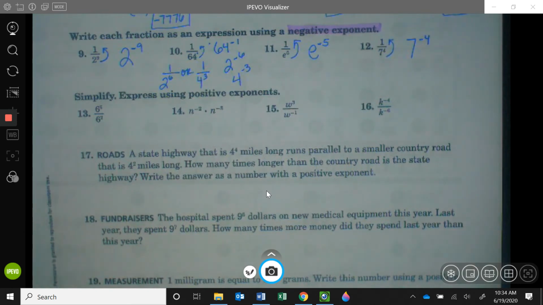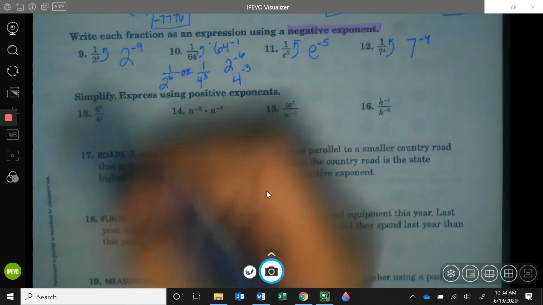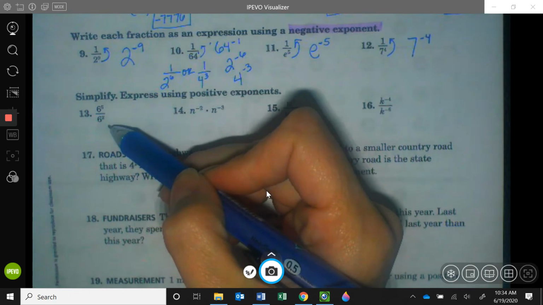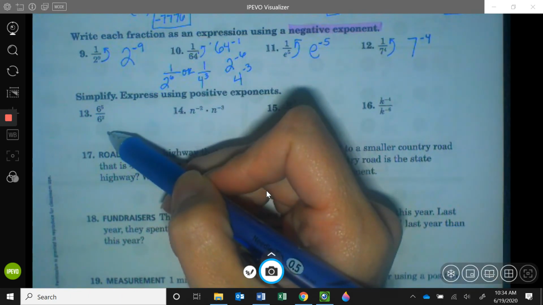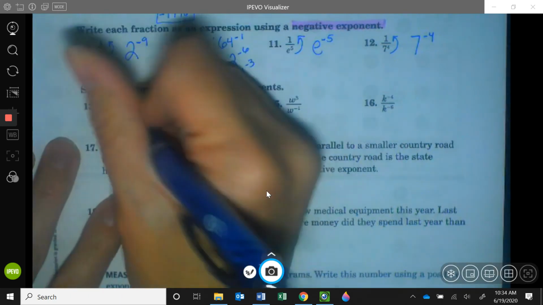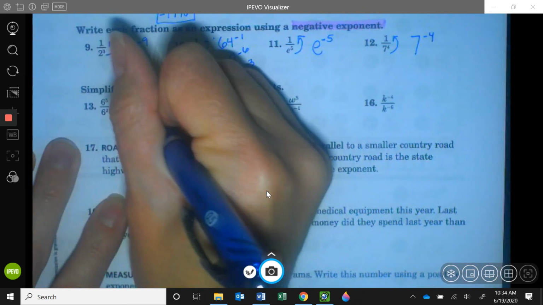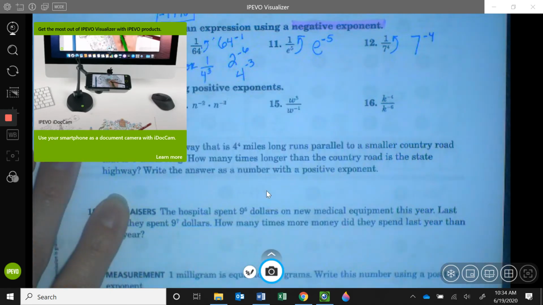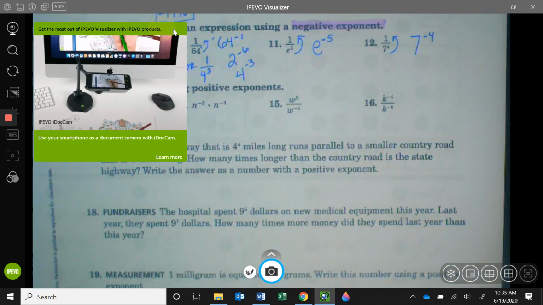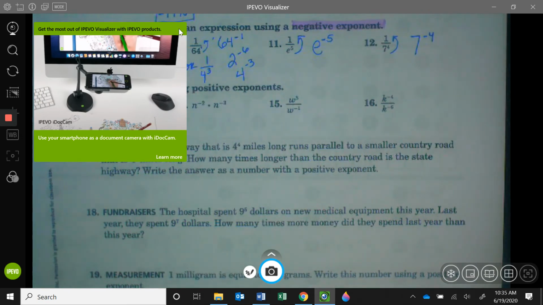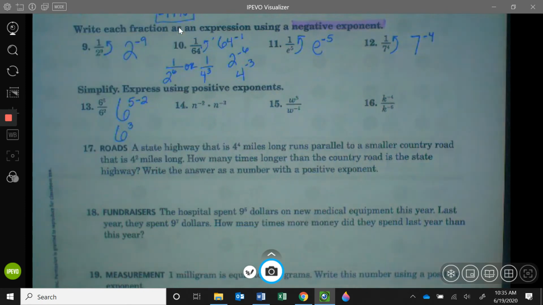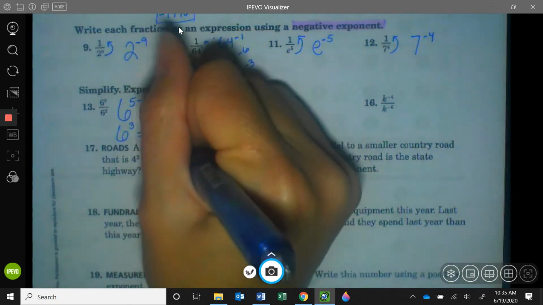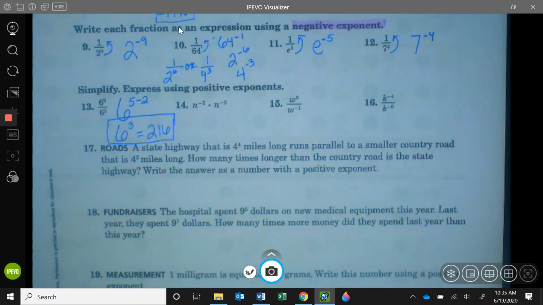All right, so it says simplify these expressions using positive exponents. So if you notice here, these are already positive. But it's a division problem, which means we get to subtract our exponents. So this actually becomes 5 minus 2. And so that becomes 6 to the 3rd power, which, if you put that in your calculator, is 216.